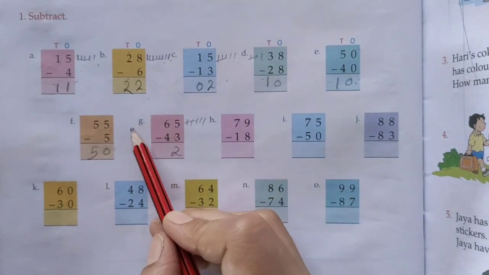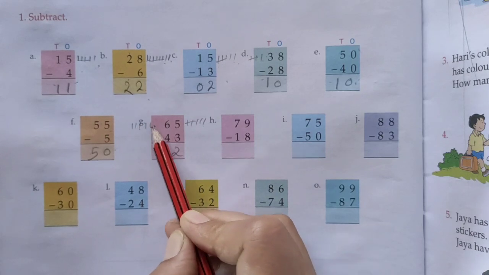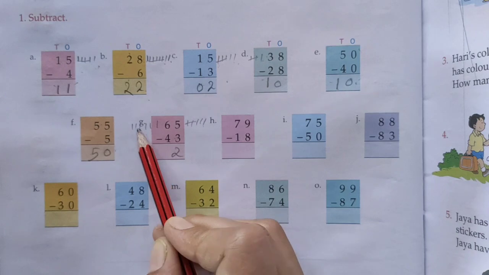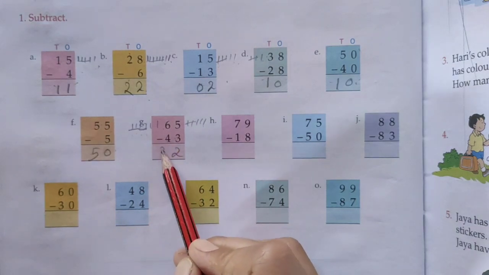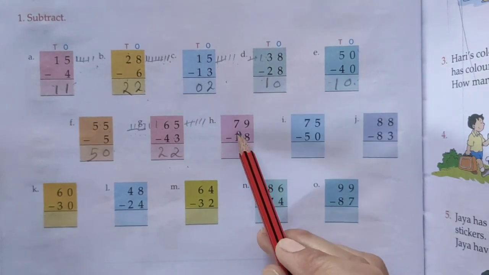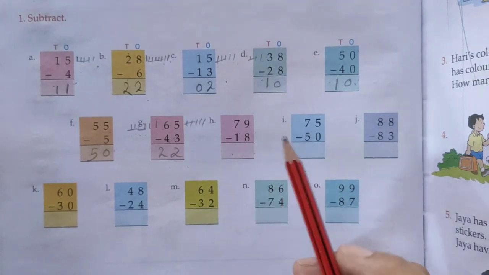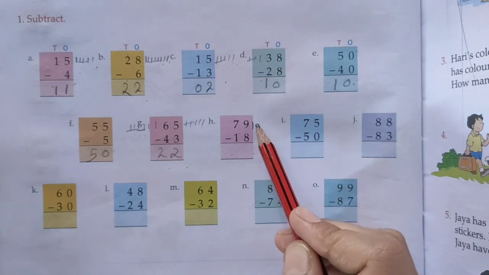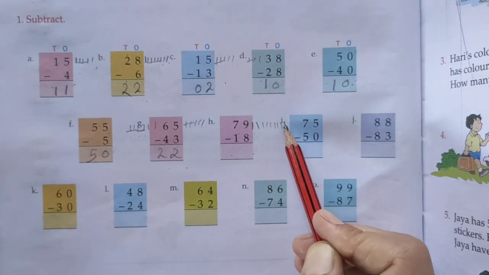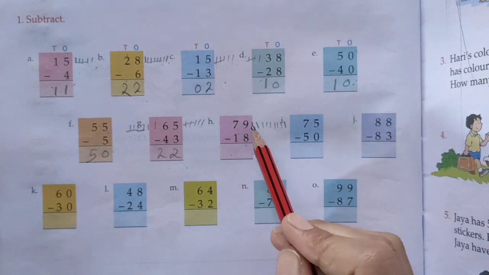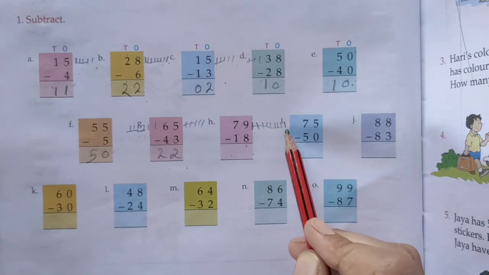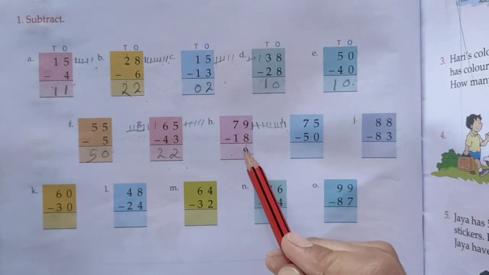Here we put 6 lines. 1, 2, 3, 4, 5 and 6. We cut 4 lines. 1, 2, 3 and 4. 2 is left. So 22 is the answer. Next is 79 minus 18. We put 9 lines. 1, 2, 3, 4, 5, 6, 7, 8 and 9. We cut 8 lines. 1 line is left. That is the answer.